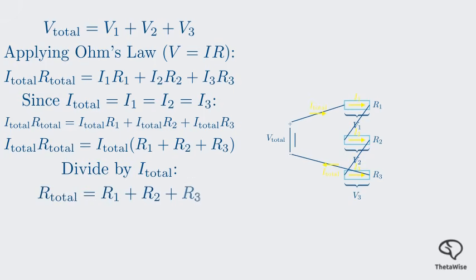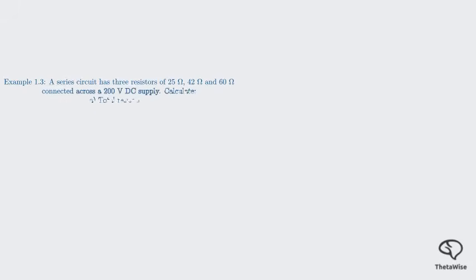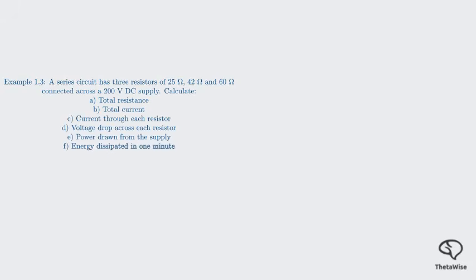It's a straightforward addition. It's time for our first worked example to put these concepts into practice. Here's the problem. A series circuit has three resistors of 25, 42, and 60 ohms, connected to a 200-volt DC supply. We need to calculate several quantities. Remember the exam tip we saw?